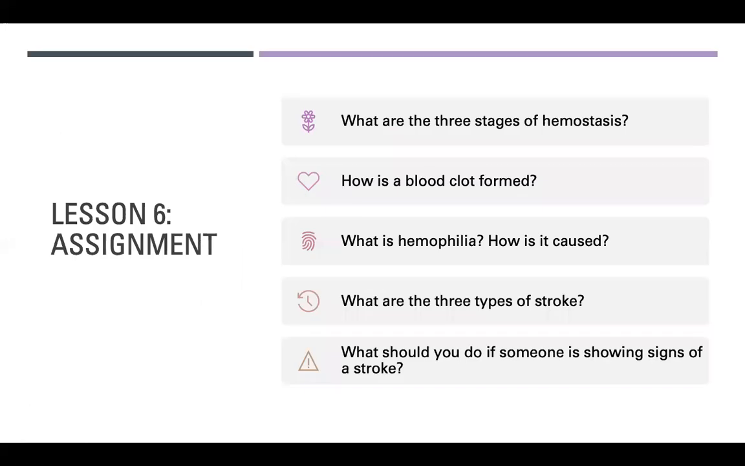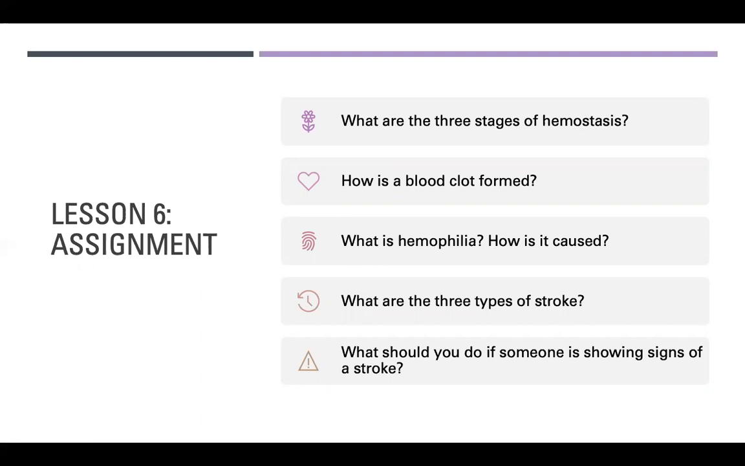So that's the end of the lesson. A couple of questions for your assignment. What are the three stages of hemostasis? Hemostasis, so talking about the vessels kind of constricting and stopping the flow to the site of the rupture.